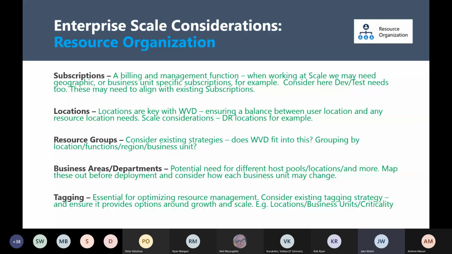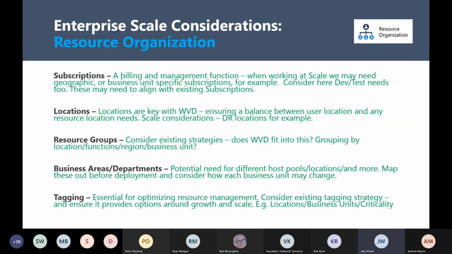Again, tags, a great way to optimize resource management. You can tag on anything you want: the person that looks after it, the key contact, the location, the criticality, the sensitivity level. This is something where we could talk for hours on all the different tagging options you could apply. But again, if your organization is already using it, consider how you'll fit into that and any changes that may need to be made, but also ensure that you've looked at how that will work moving forward.